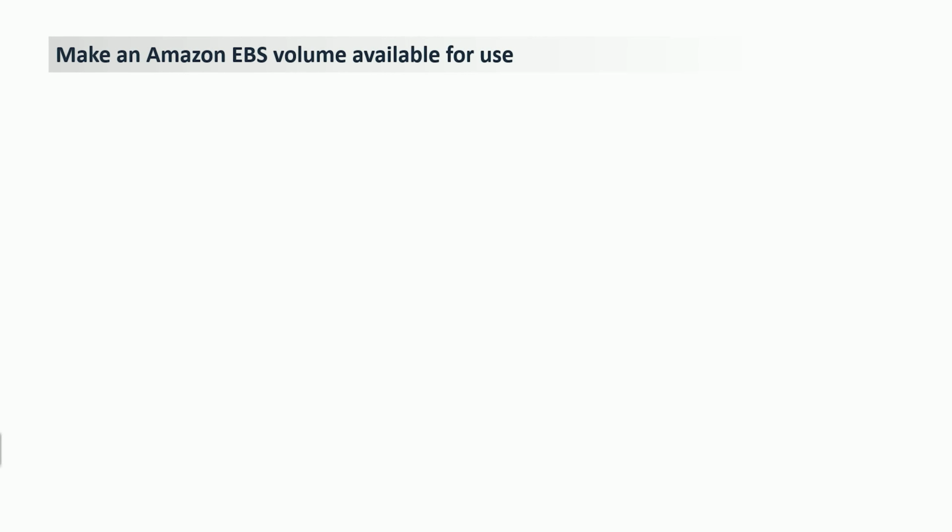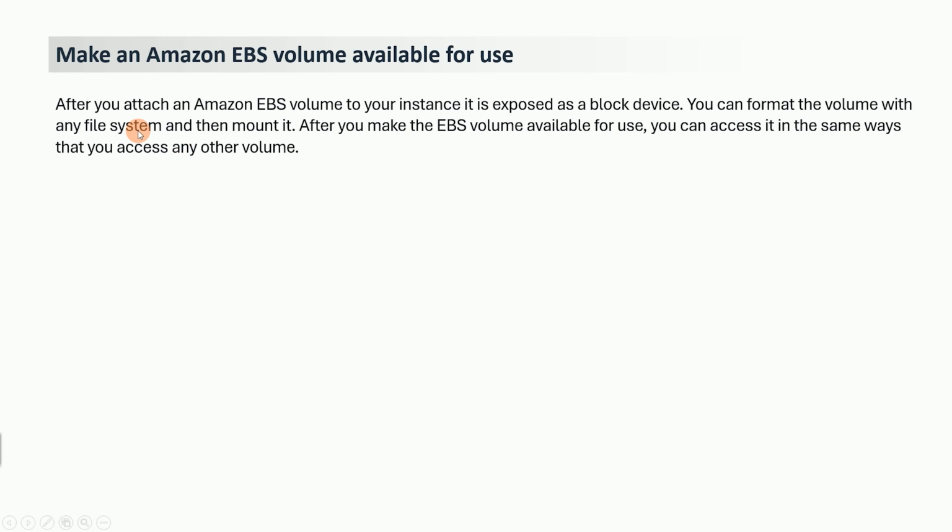So first of all, make an EBS volume available for use. As we have discussed just right now, after you attach an EBS volume to your instance, it is exposed as block device. You can format the volume with any file system type and then mount it. After you make the EBS volume available for use, you can access it in the same ways that you can access any other volume. So format and mount an attached volume. You are already aware how to attach a volume to an EC2 instance. But after that, what you have to do is mentioned here.